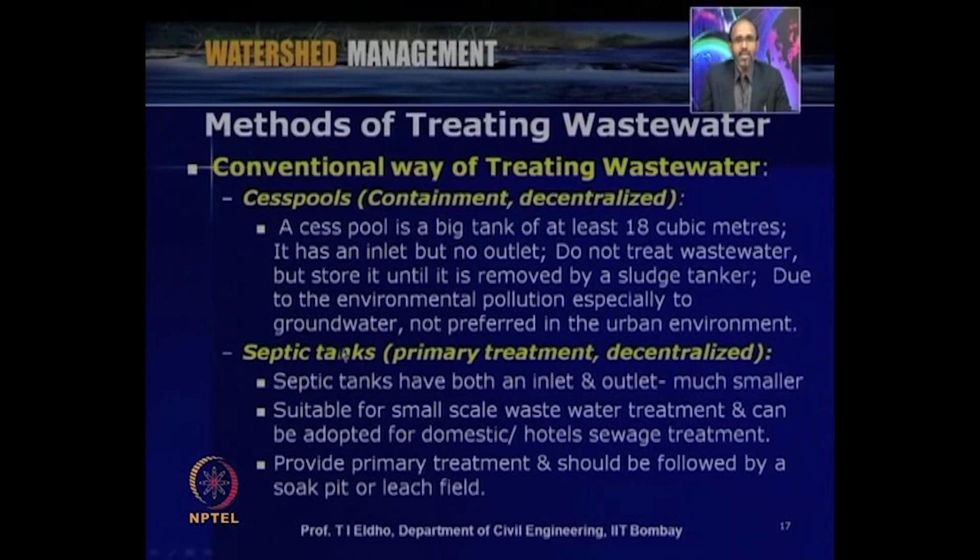The second one is septic tanks. This is a primary treatment and it can also be decentralized. Septic tanks have both an inlet and an outlet, and are much smaller and suitable for small scale wastewater treatment. They can be adopted for domestic household purposes, housing societies or hotels.